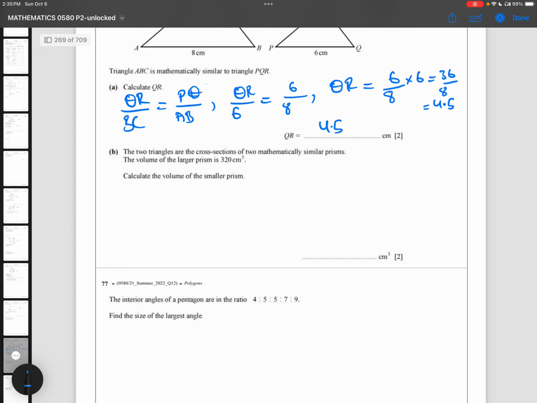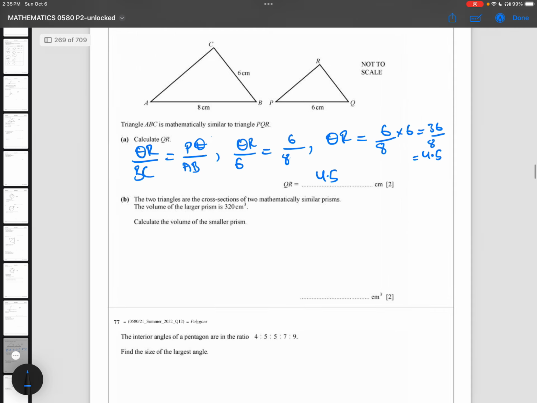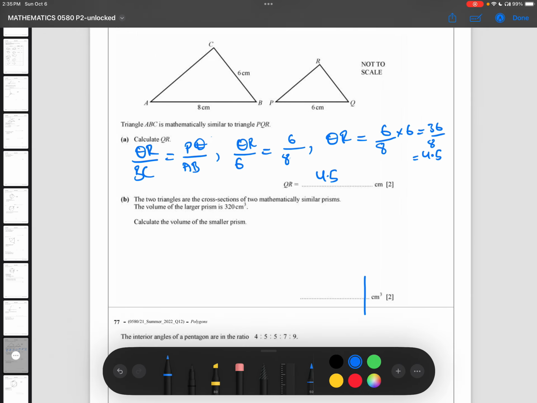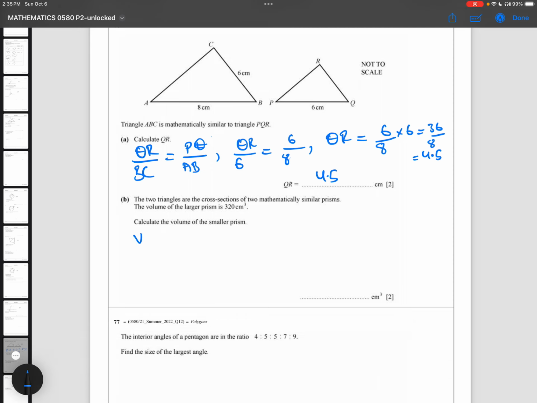Now it says that two triangles are the cross sections of two mathematically similar prisms. The volume of the larger prism is 320 centimeter cube. We have to calculate the volume of the smaller prism. So we know the ratio formula of volume of similar figures, that is V1 upon V2 is equal to L1 upon L2 whole cube.